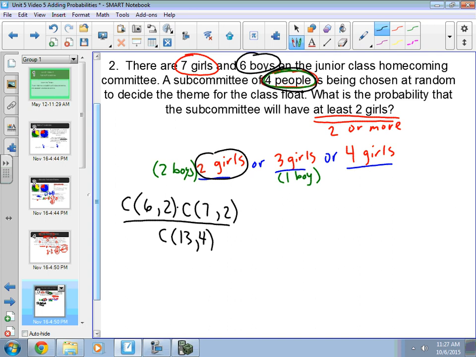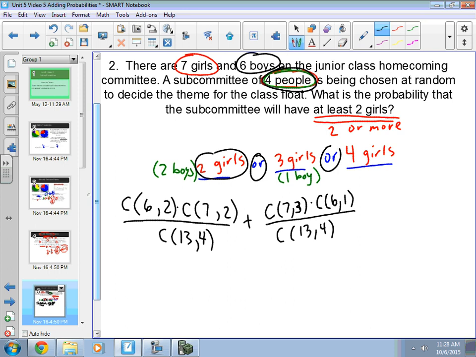Okay, "or" tells us we're adding. Okay, now we got to do another one for 3 girls and 1 boy. So if we're doing 3 girls, that'd be a combination of 7 girls selecting 1, or sorry, selecting 3. And for the boys, there's 6 boys selecting 1. How many ways can we do that? Over again, the total of 13 selecting 4.